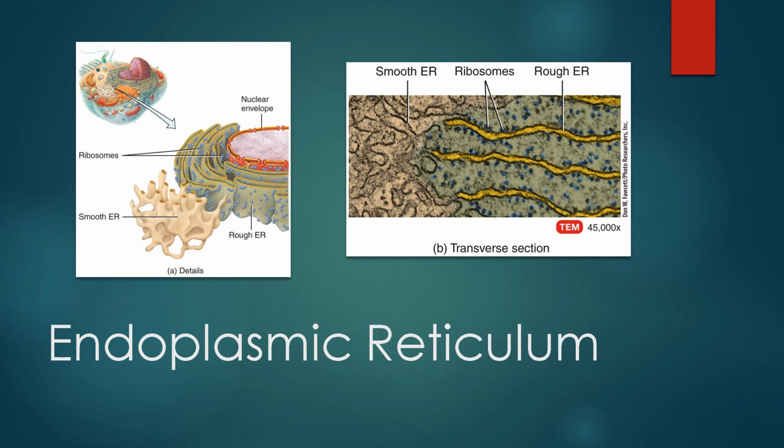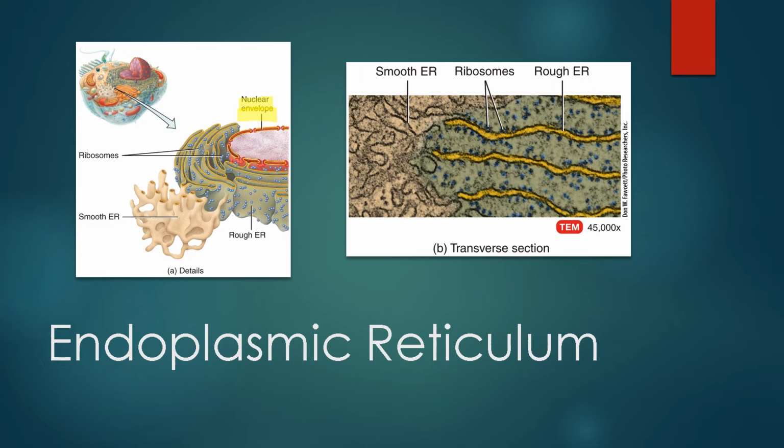So next, we're going to talk about the endoplasmic reticulum. Now, this is a network of membranes in the form of flattened sacs or tubules, and it extends from the nuclear envelope. Remember, that's the membrane around the nucleus, and it projects throughout the cytoplasm. The endoplasmic reticulum, also known as the ER, is a very extensive network, and it makes up more than half of the membranous surfaces within the cytoplasm of most cells.